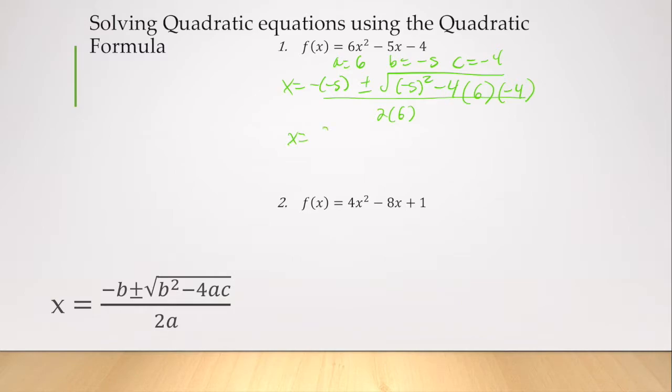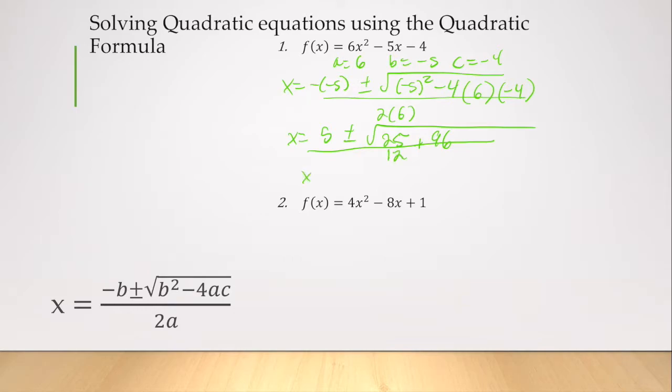So I get x equals 5 plus or minus the square root of 25 plus 4 times 4 is 16. So 6 is 96.